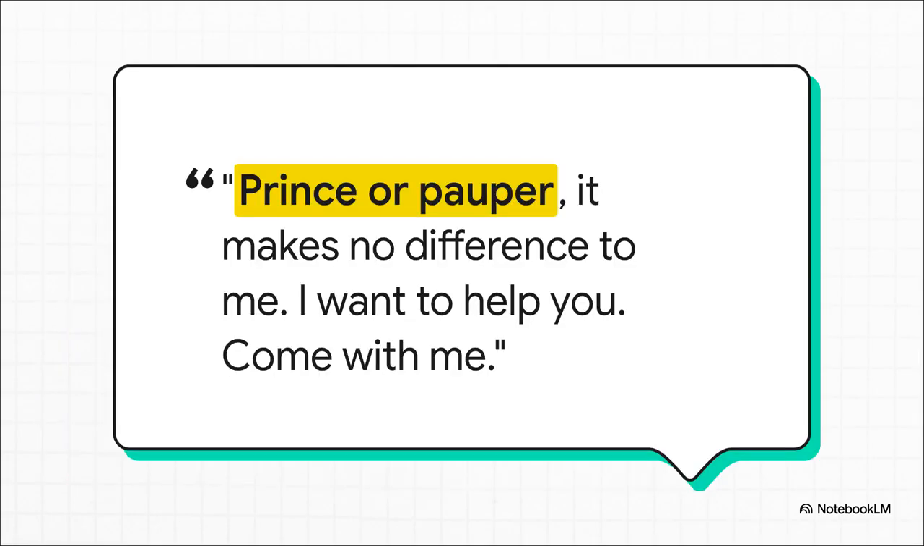And seeing how devastated the boy is by this news, Miles Hendon says this: "Prince or pauper, it makes no difference to me." What an incredible thing to say. He doesn't care about titles or status. He just sees a kid who's hurting and needs help. And just like that, this soldier becomes the unlikely protector of an unrecognized king.